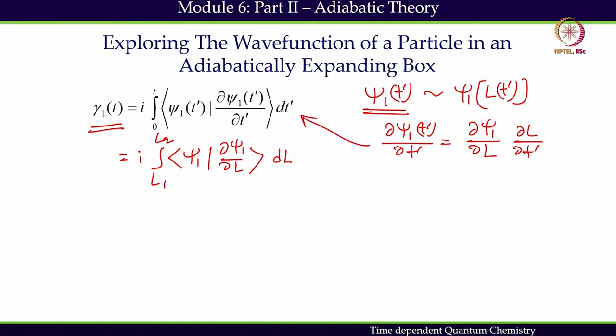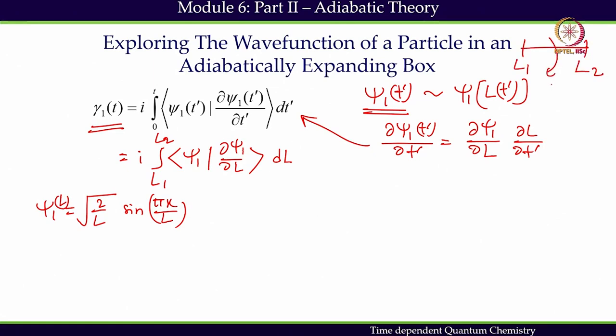So, we know that psi 1 is nothing but square root of 2 by L sine pi x by L, at any instant of length L. We said that this is L1, this is L2, and at any instant of time the length of the box is given by L in between these two intervals. So the ground state wave function will be given by this.